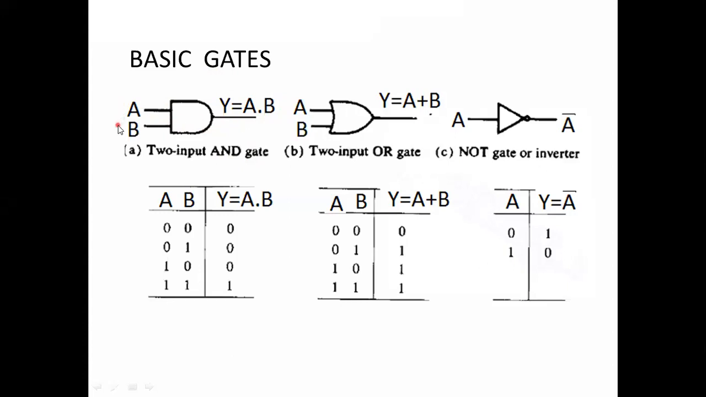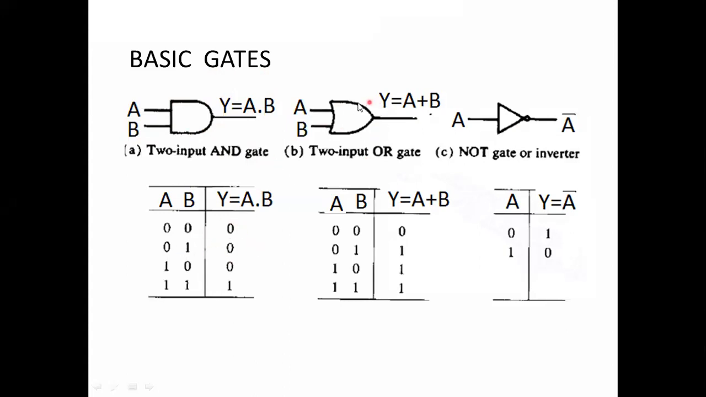Suppose X and Y are the two inputs, then what is the output here? The output will change, because here Y is taken as an input. So the output is X dot Y. Depending on the input variables, we get the output. This is the truth table for the AND gate, like multiplication.